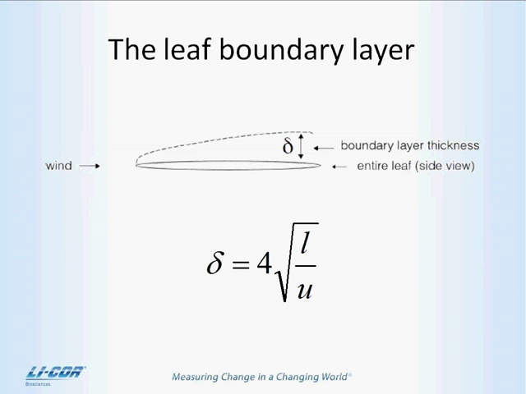For a little more realistic appreciation of the boundary layer thickness, consider this diagram and equation. It can be shown that the boundary layer thickness, delta in millimeters, is a function of the wind speed, u in meters per second, and the distance across the leaf in meters. As an example, a 10 centimeter wide leaf exposed to a breeze of say 4 meters per second would have a boundary layer thickness of just over 0.5 millimeter.